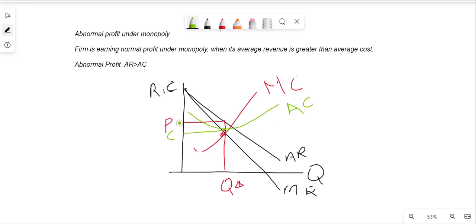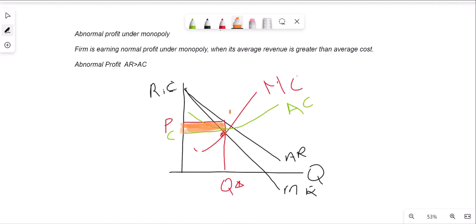So the area between P to C, let me shade it for you, the shaded area, this one. This whole area is showing the abnormal profit under imperfect competition or monopoly. So the firm is earning abnormal profit when its average revenue is greater than average cost.